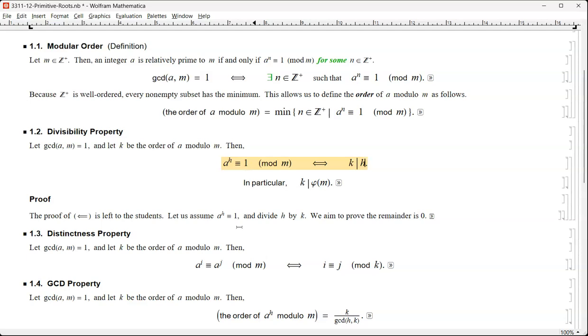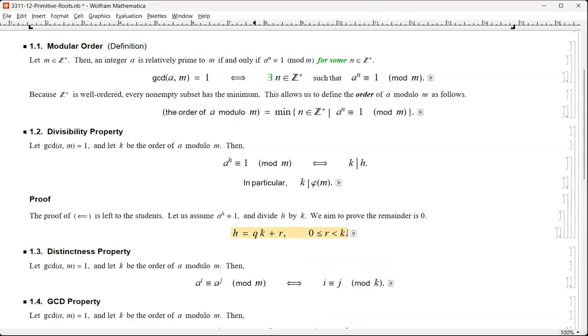Let's talk about it. Let's assume a to the h power is congruent to 1, and then we want to prove k divides h. So let's divide h by k, and let's prove the remainder is 0. Let's put it into the division algorithm: q for quotient and r for remainder. The remainder is always greater than or equal to 0 and strictly less than k. And from this, let's prove the remainder is 0.